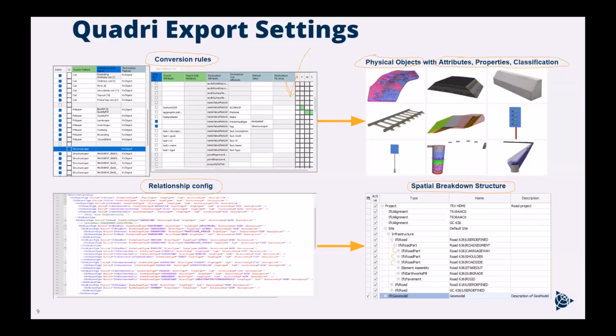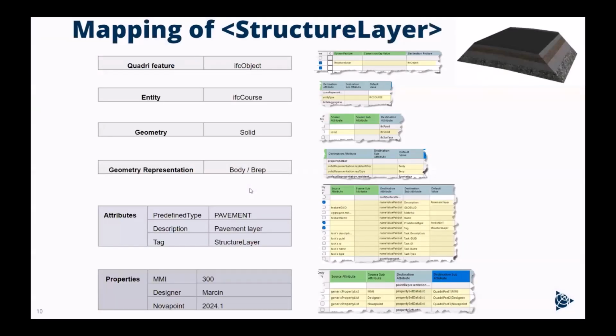You also need to understand that in export from Quadri, we need to do two steps. First, conversion rule for physical objects, and then place them spatially using relationship config. This is also for you. You can take a screenshot, you can do what you want. You will understand later how you can structure your conversion rules. I'm not going to go very deep into this because I know this is complex, but this is how you can set up your conversion rules in export.